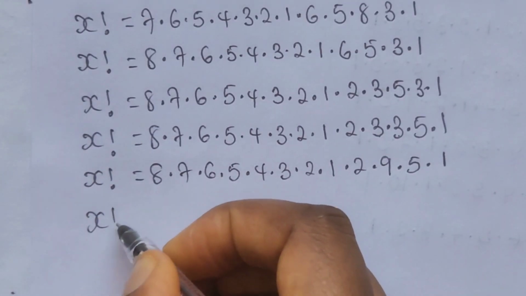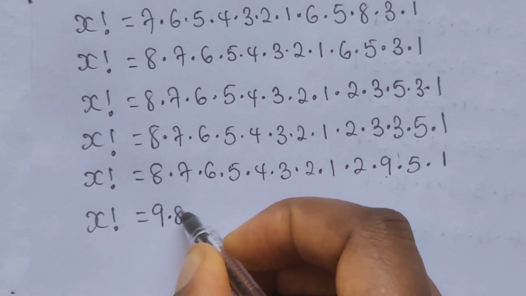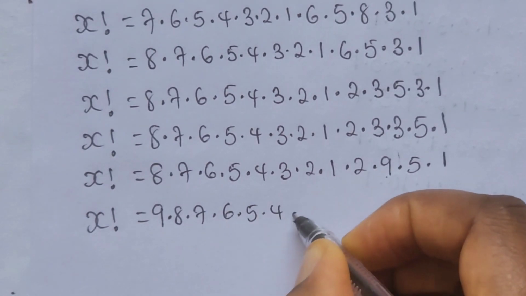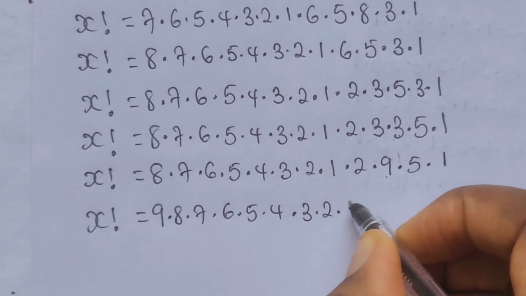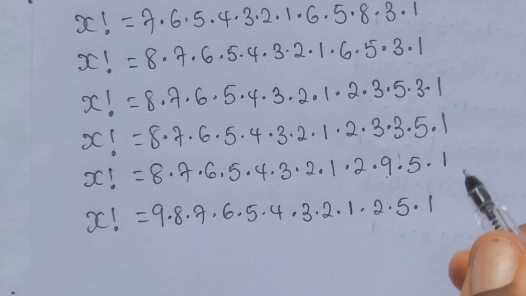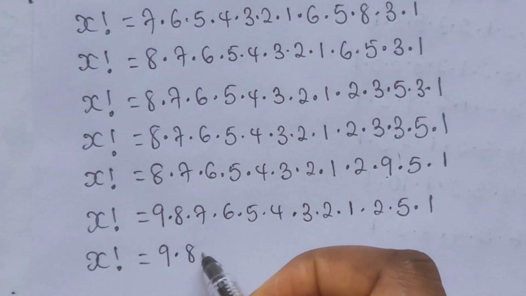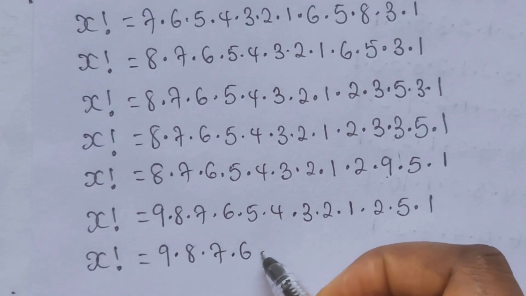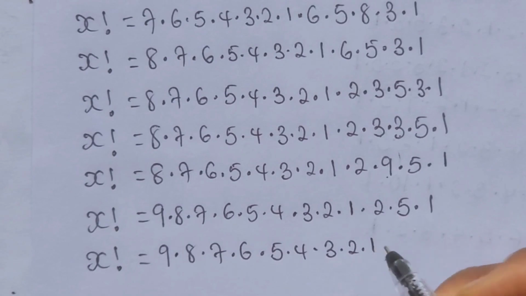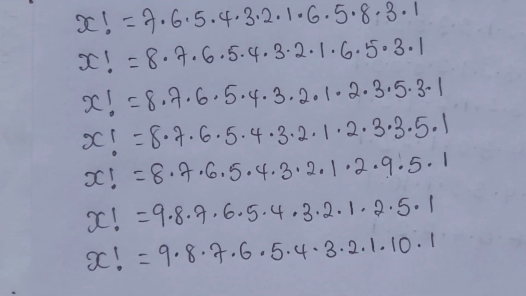So our x factorial is equal to, moving the 9 to the front, we have 9 times 8 times 7 times 6 times 5 times 4 times 3 times 2 times 1. We have times 2 times 5 and times 1. So we have x factorial to be equal to 9 times 8 times 7 times 6 times 5 times 4 times 3 times 2 times 1. We have 2 times 5 to be 10 and times 1.